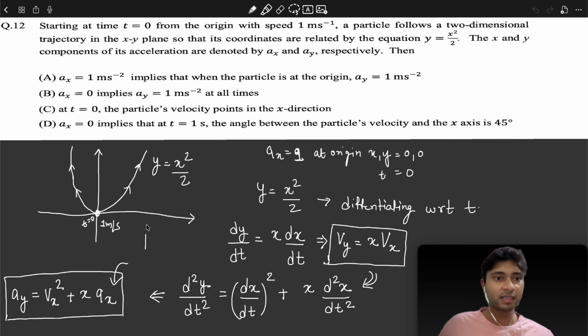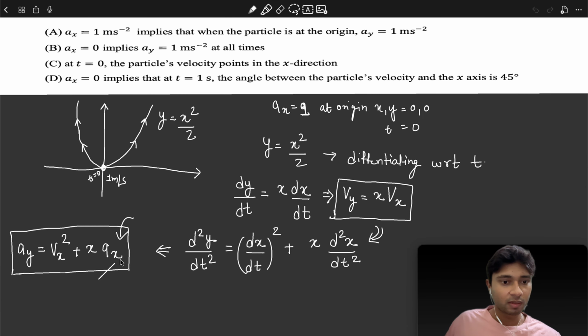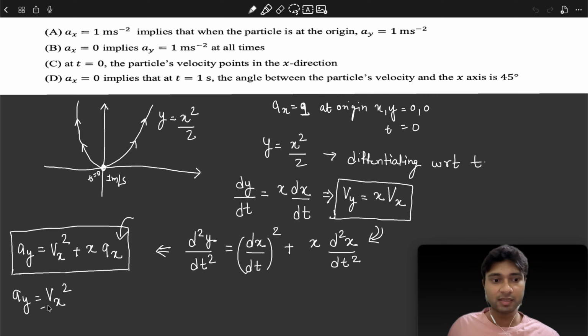Okay, now let's see what was given. If ax is equal to 1 meter per second square, implies that when the particle is at origin, so if ax is 1 at origin, x will be 0, so ay will be vx square, right? So ay will be vx square. So let's see what is vx.